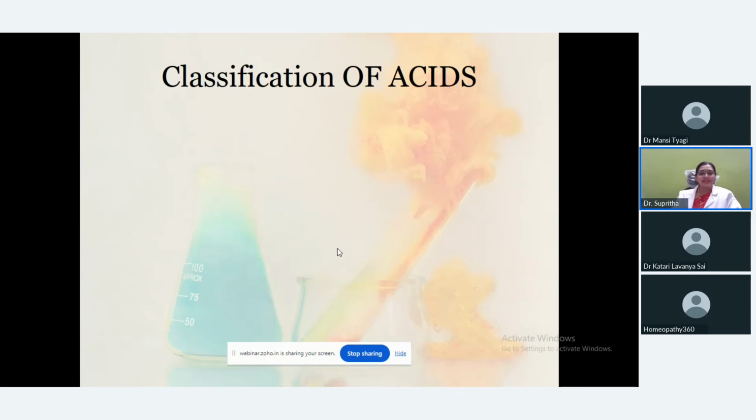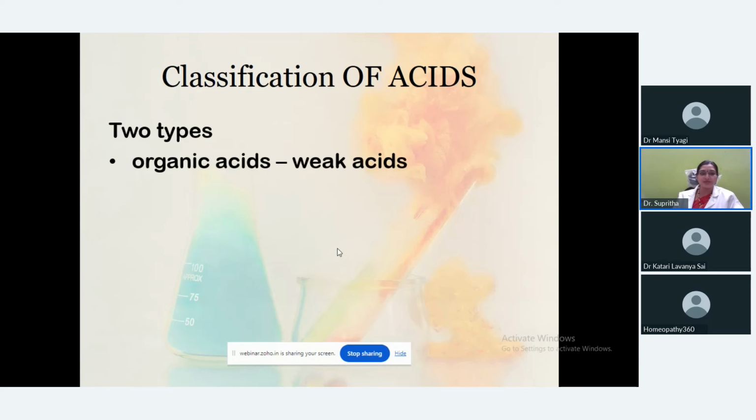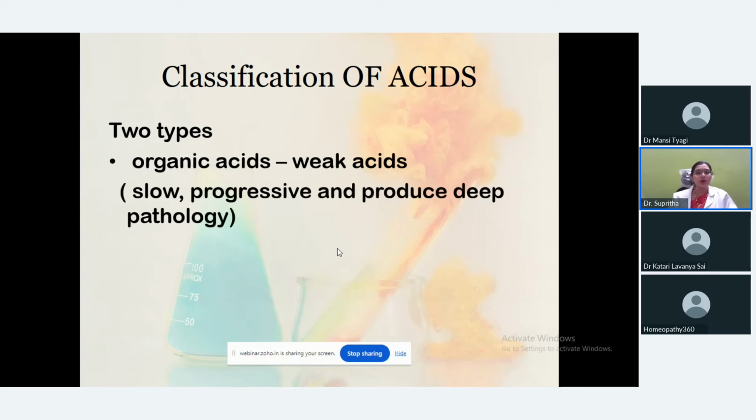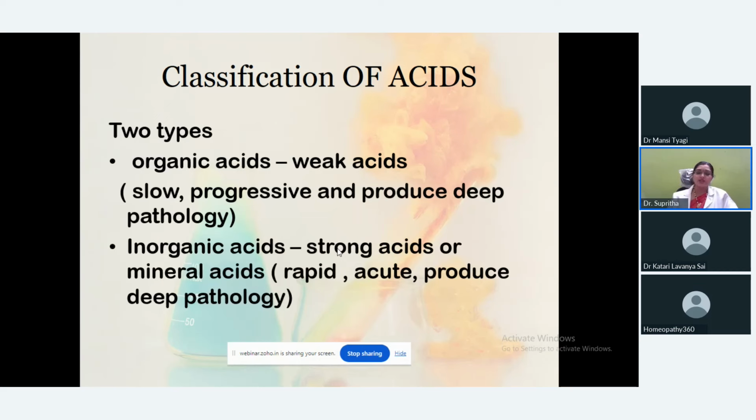So now coming to the classification of acids. There are two types of acids. Organic acids, which are also called weak acids, have slow and progressive action, and these produce deep pathology. Inorganic acids, strong acids, or mineral acids, the action is rapid and acute, and they produce deep pathology. So whatever the acid is, the pathology is very deep.